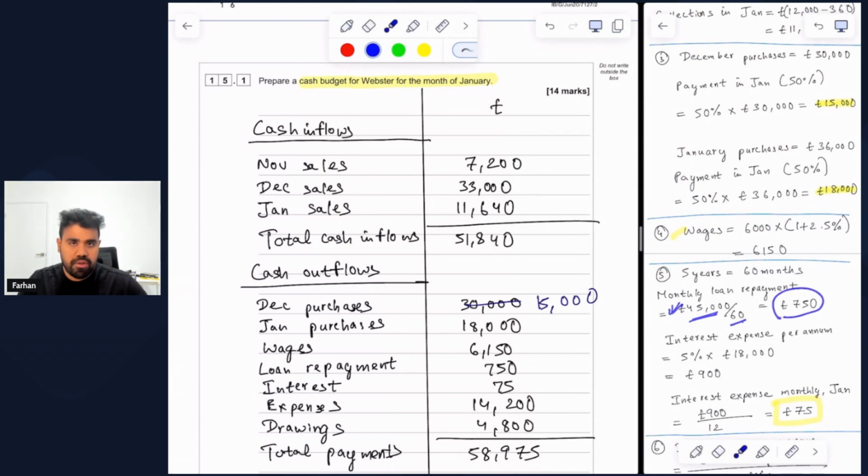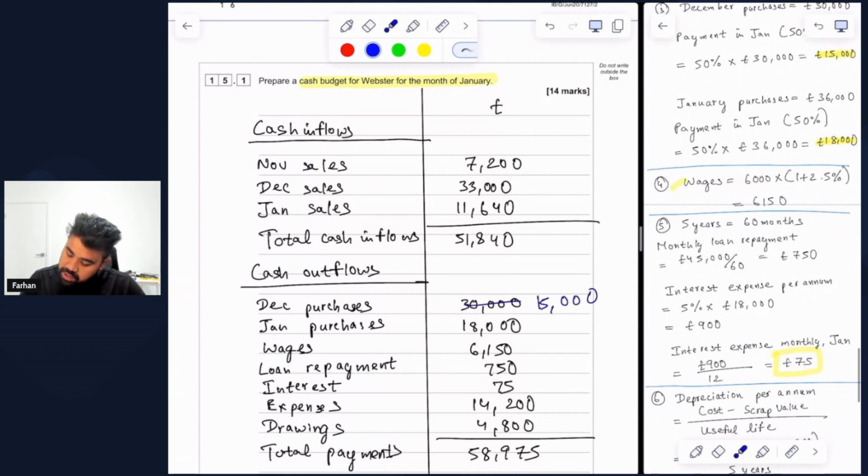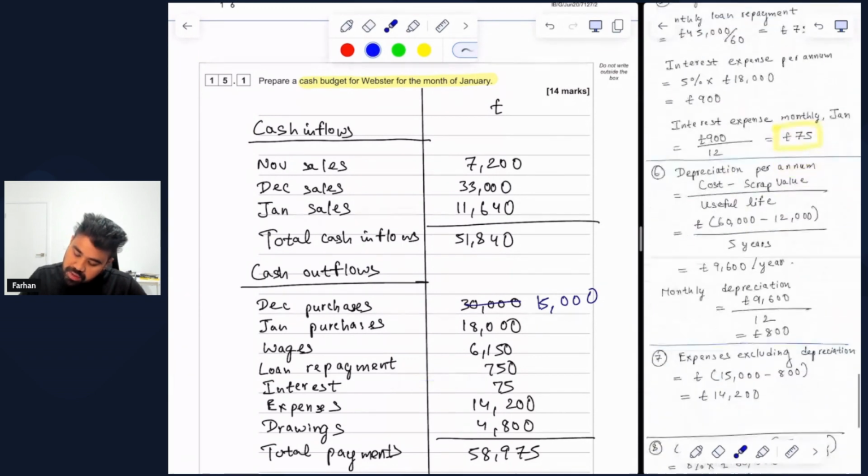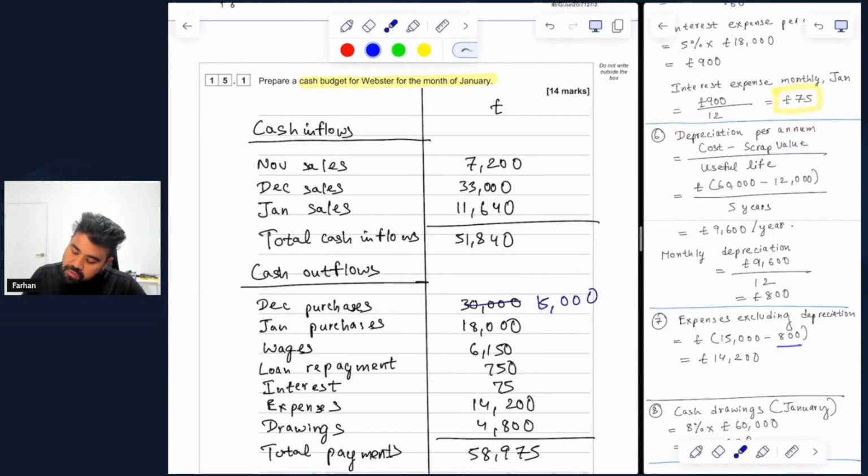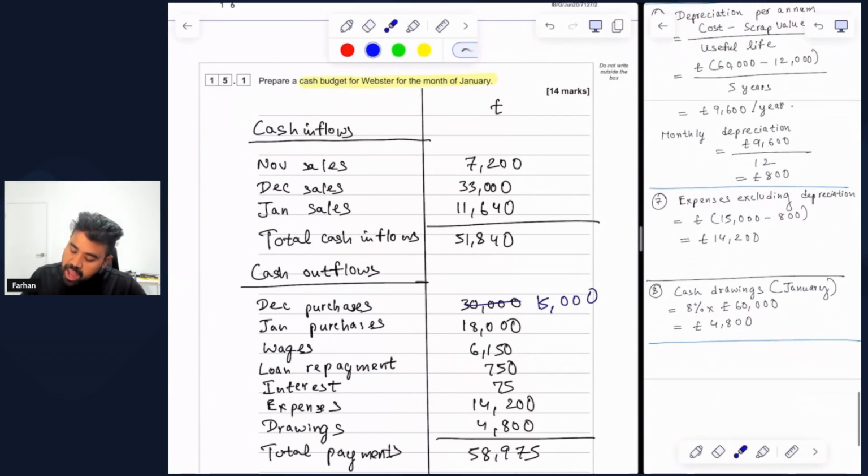So loan repayment refers to a cash outflow. That is why we are including this here. Many students may forget to include the loan repayment and only include the interest component. That's why you must be very careful when you're doing this in the exam. For the interest, based on all the workings we have done, for the month of Jan itself, it's going to be £75, which is what we are including here. And the rest of the expenses, after removing depreciation of £800, add up to £14,200, which is what we have included here. Then point number 8 refers to the cash drawings that we're making in the month of Jan.